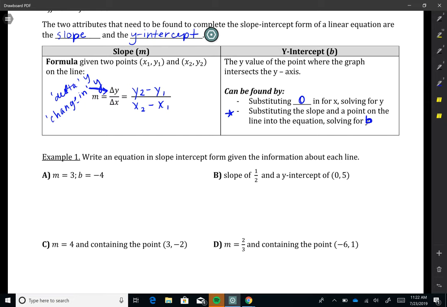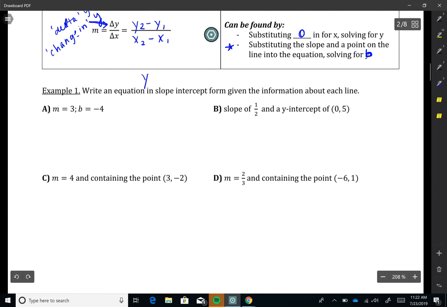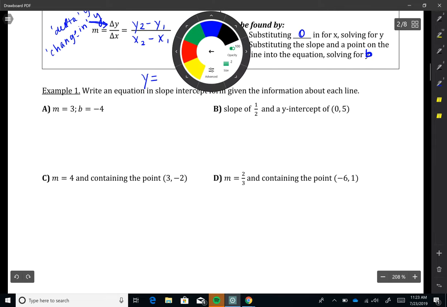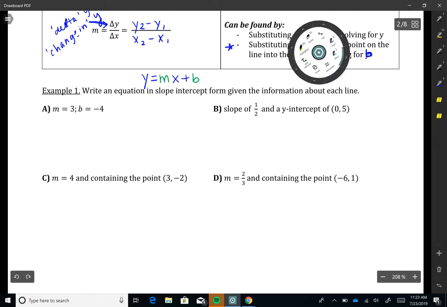Okay, now let's get going. Write an equation in slope-intercept form given the information about each line. Remember, slope-intercept form is y equals, and we need to know the slope and the y-intercept to fill us in. So we need to fill in m, and then we also need to fill in b. Okay, so our slope is m, our y-intercept is b.